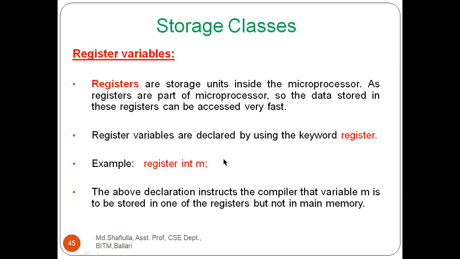And what happens if there is no space in registers? Automatically it will give the storage in the main memory, but it will not give an error in the compiler. First it will check registers, and if it can give the storage in register, it will give. If it could not find the space in the register, automatically by default it goes to main memory.